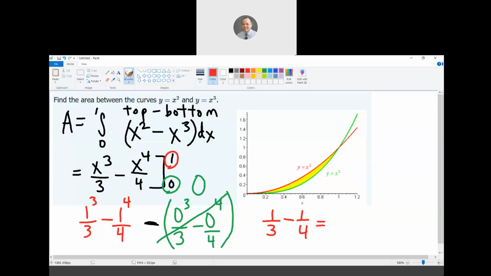Our least common denominator among the fractions is 12. So we can rewrite 1/3 as 4/12, and we can rewrite 1/4 as 3/12. So the area under the curve depicted in yellow in our graph is 1/12 square units.